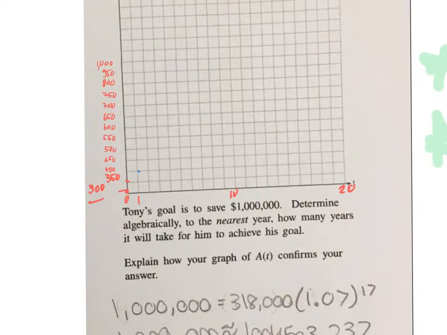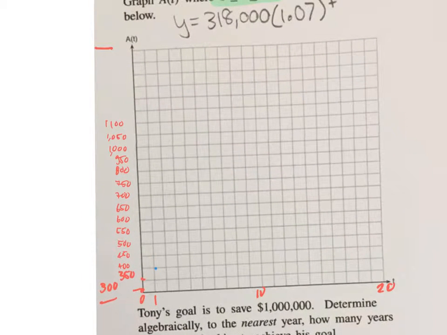Now we've got 1 million, 1,050,000, 1100. Right, we're getting close here. 1150, so that's 1,150,000, 1,200,000, 1,250,000, 1,300,000. Great. So now we're definitely clear.